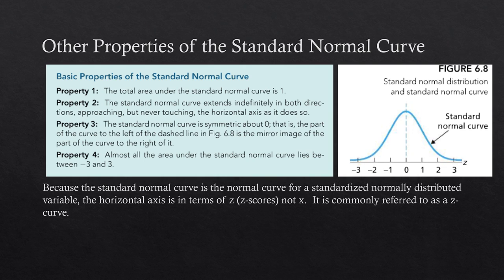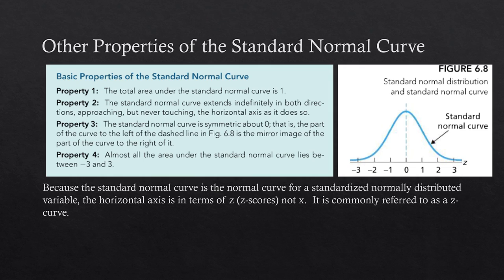Now here are a few other basic properties. We talked about a few of these in the last section, but we'll delve into them a little deeper now. The total area under the curve is 1. If you add up all the areas, you should get 1, or 100% in terms of percents. It never touches the x-axis in both directions. It's symmetric about 0, so it should be mirrored about 0. That's part of the normal curve characteristic. And almost all the area is between -3 and 3.